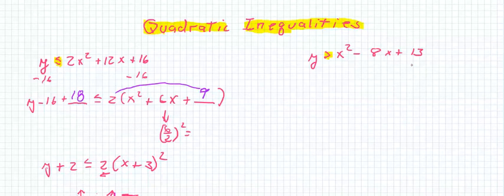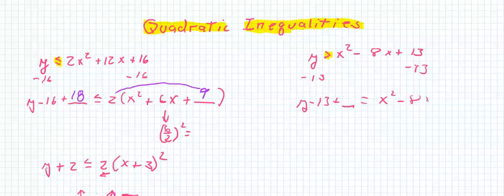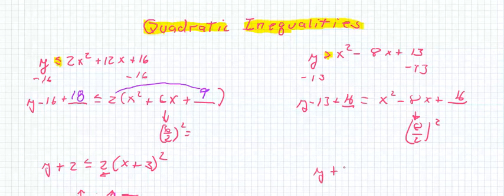This one is a little easier because there is no coefficient. So we subtract 13, minus 13. We get y minus 13 plus something equals x squared minus 8x plus something. Half of 8 is 4. We square it, we get 16. Plus 16. Y plus 3.